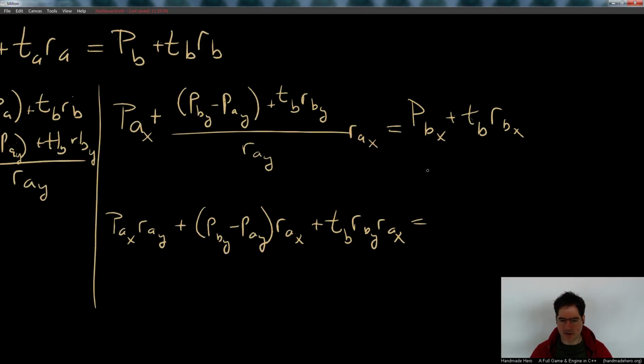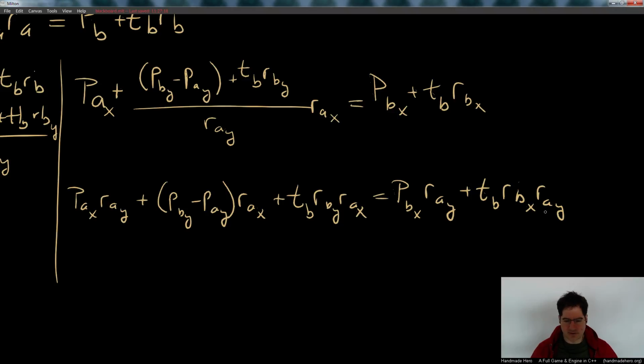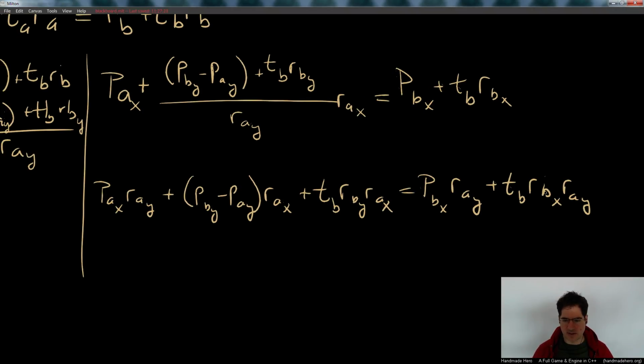The RAY comes out on this side as well. So that's PBX RAY plus TB RBX RAY, right? And hey, now we're basically done, right? There's not a whole lot more to it. We've got our TB terms and they're isolated, so in this case we can combine them. And so we just move all the constant values over to the other side and off we go.